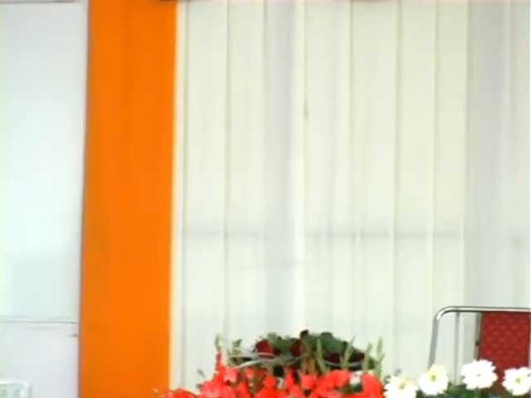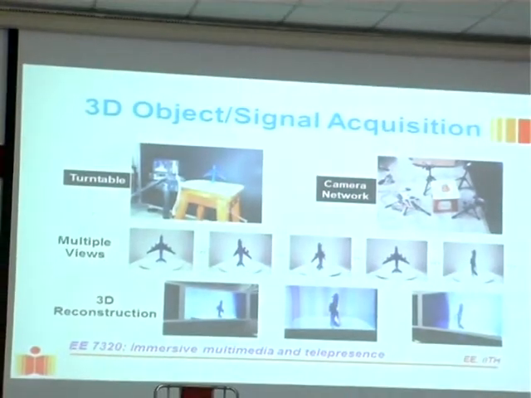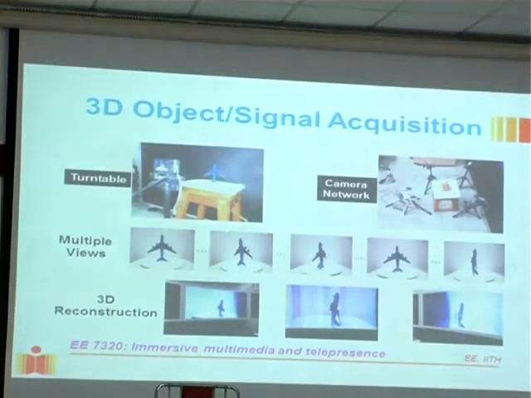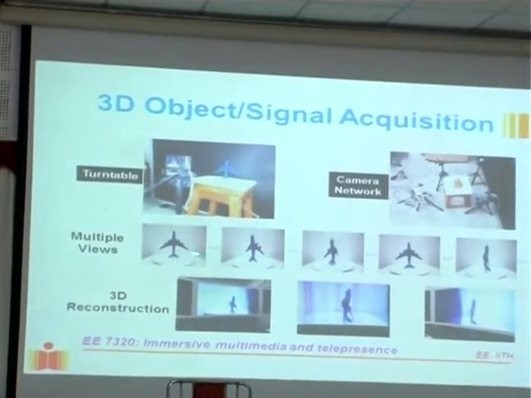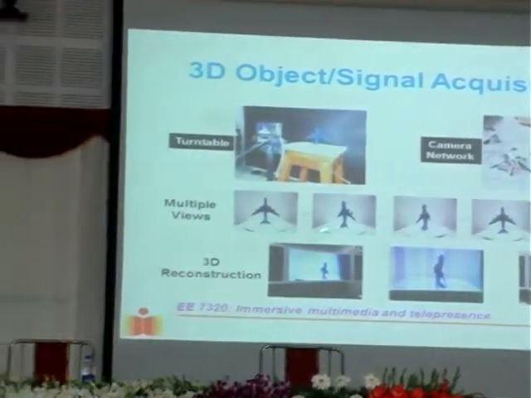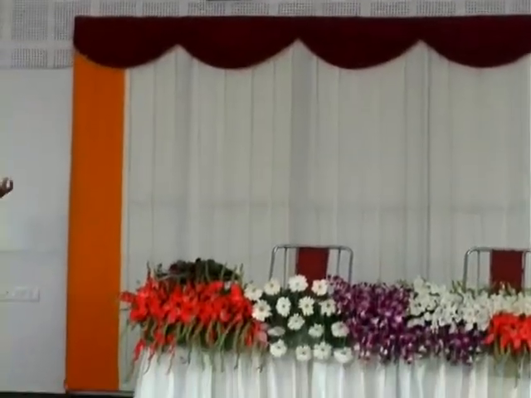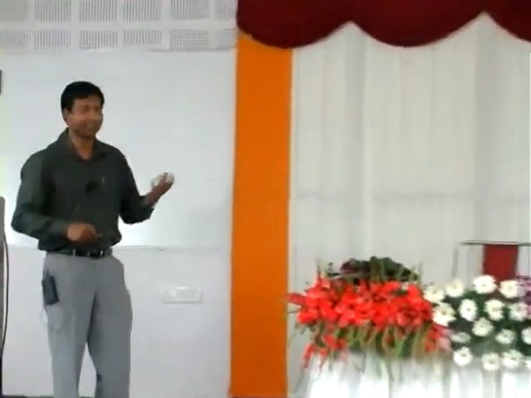So in our lab, we have abilities to actually generate 3D content by taking multiple views, either through a camera network or a countable setup where the object is moved round and round and many views are taken. Just like this, it's a toy aeroplane. It's there in our lab, you can see. And then fusing these views using advanced algorithms, you can build 3D models.